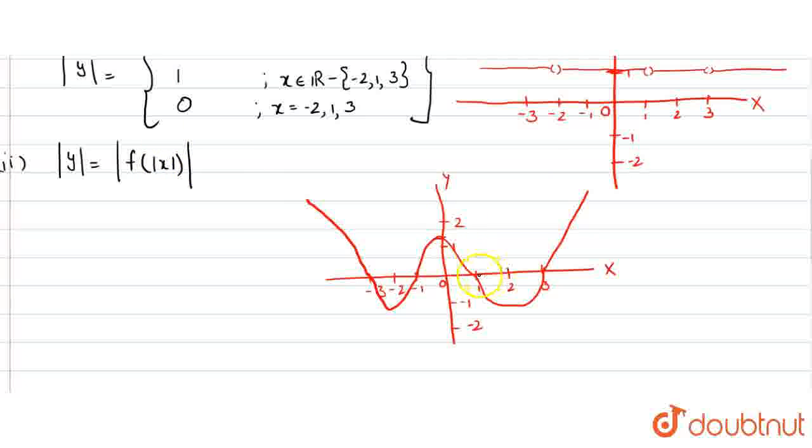So what it does, it changes the negative value also into the positive. So the graph is like this.